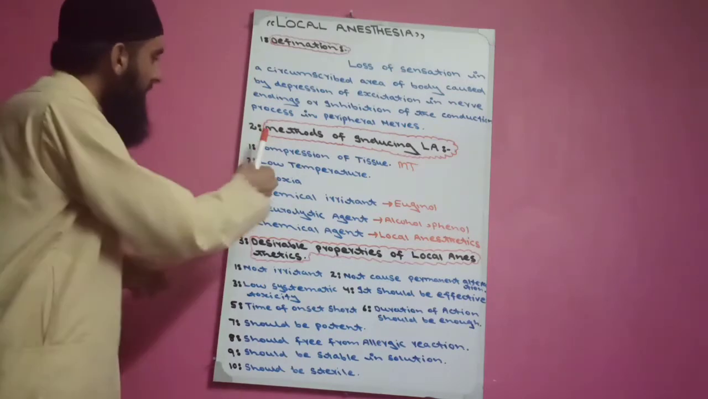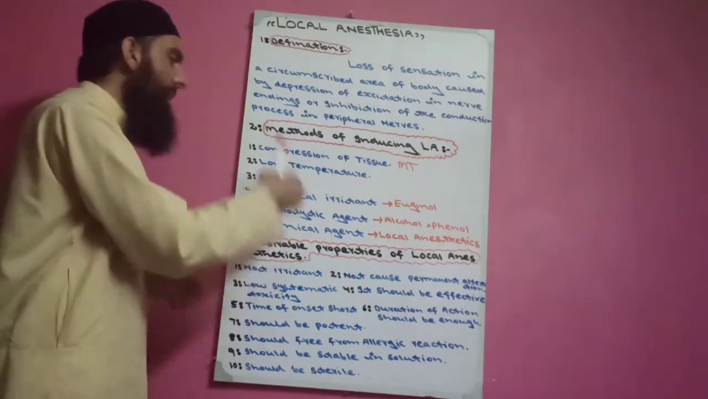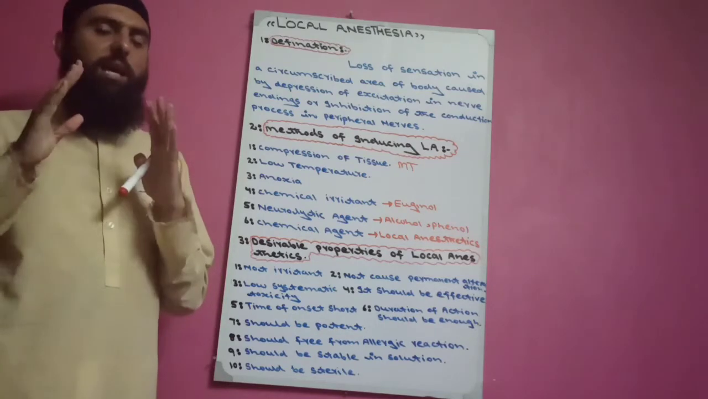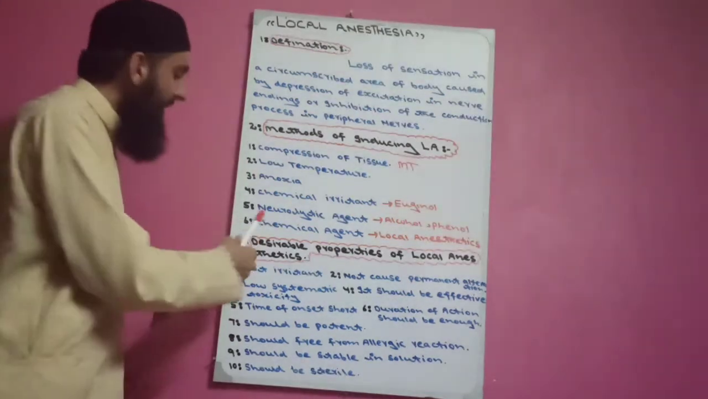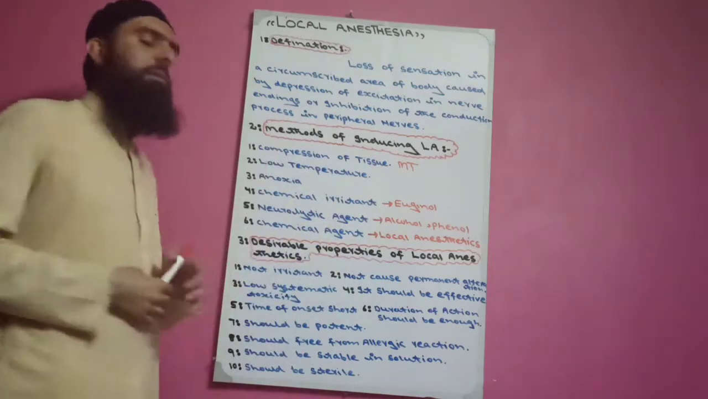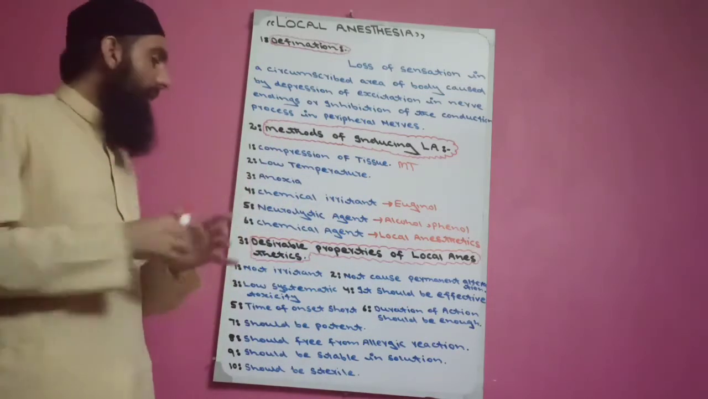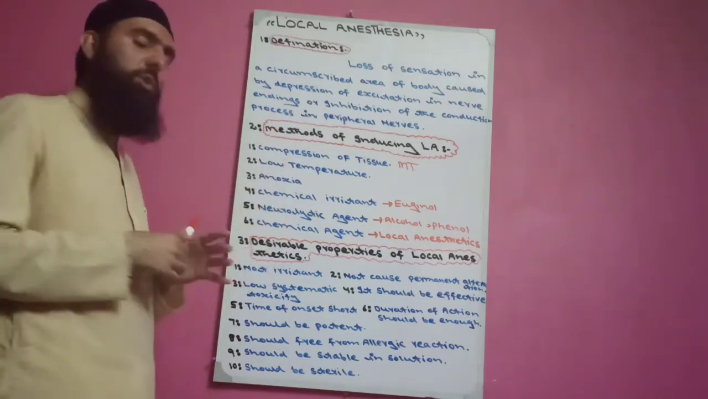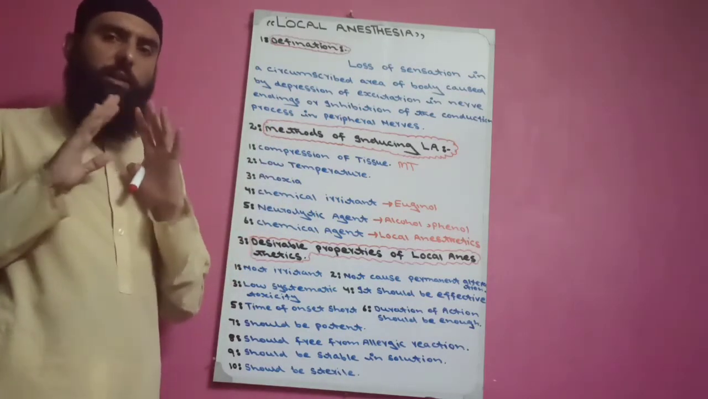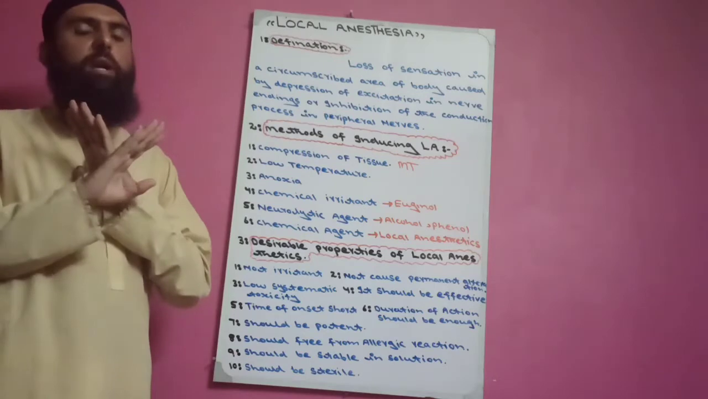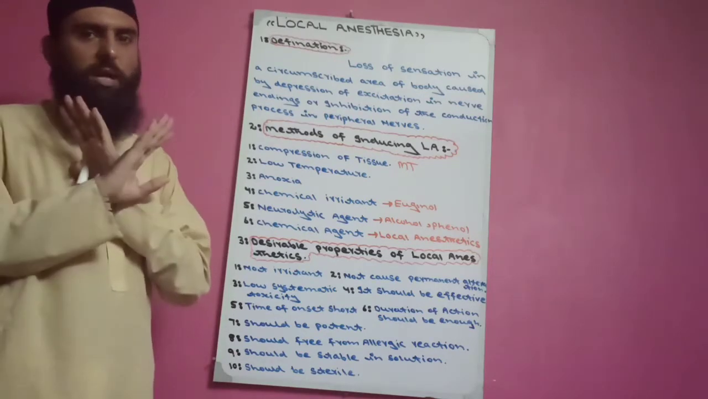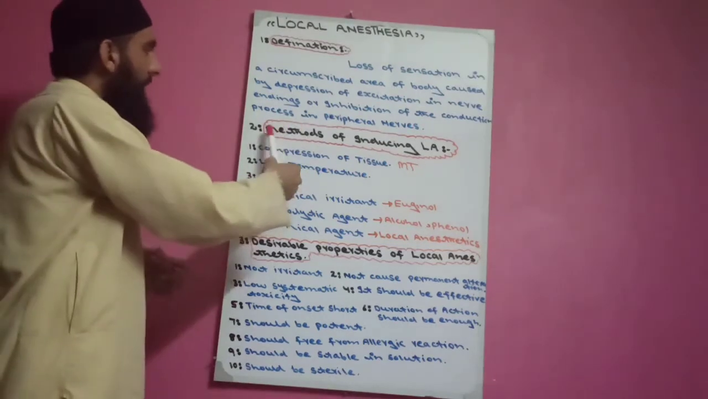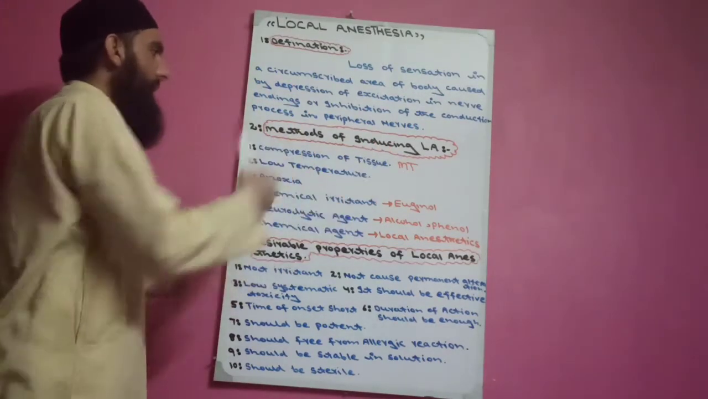Now, in these six methods, only the chemical agent fulfills these two criteria. Therefore, we use only the chemical agent, local anesthetics, in the wards, in the clinic. The rest, five methods, do not fulfill these two criteria. Therefore, we do not use them in the ward, we do not use them in the clinics. These are the methods of inducing local anesthesia.